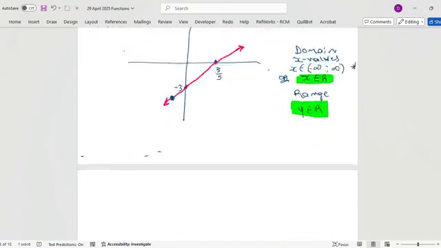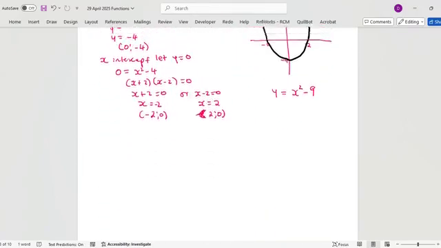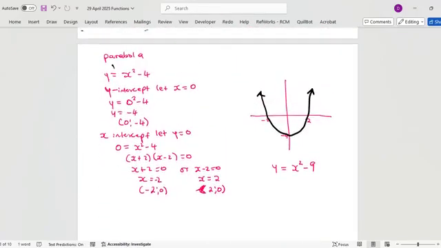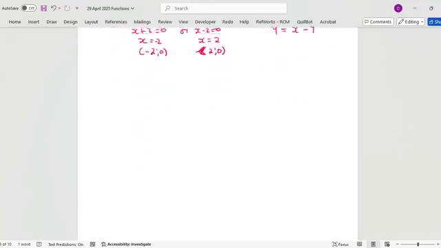I also gave another homework. We did this, and I gave another homework. And I said, go and draw this graph.